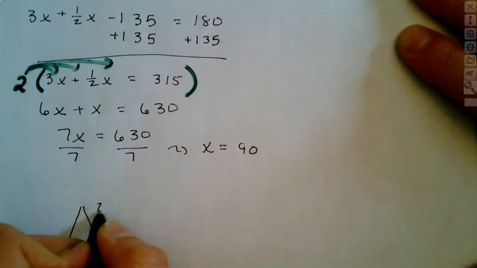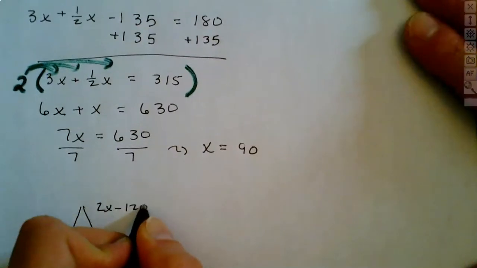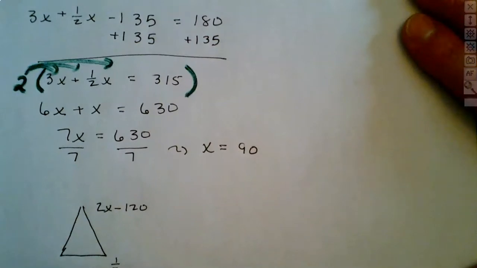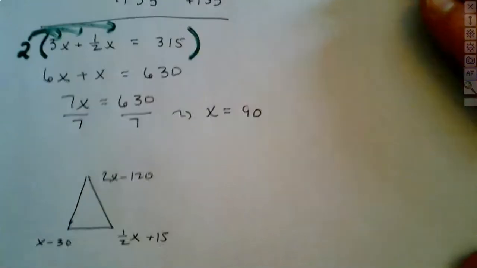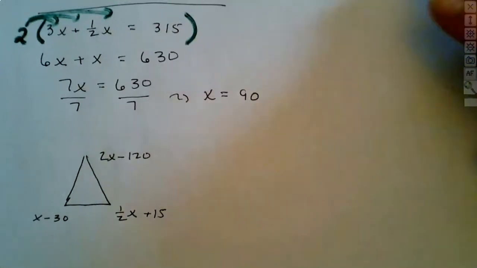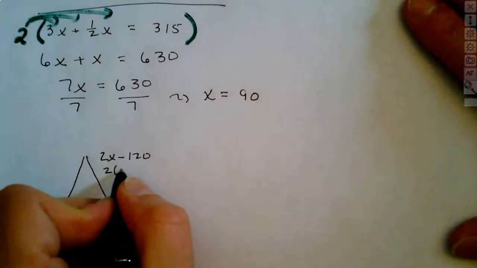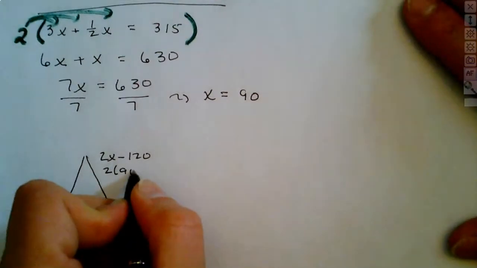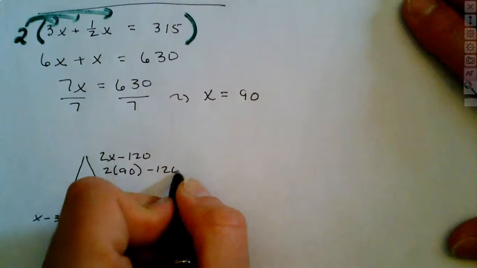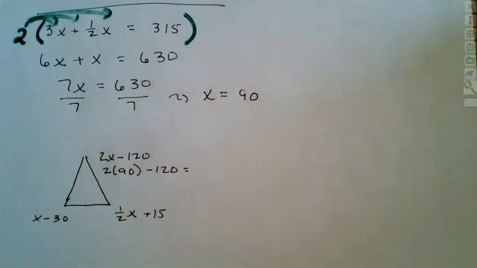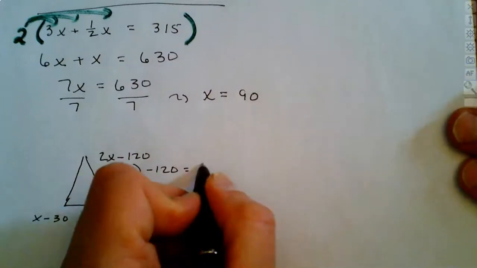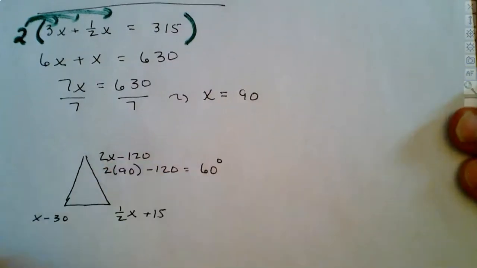Okay, so we've got 2x minus 120. We've got 1/2 x plus 15. And we've got x minus 30 here. You need to find all 3 angles. So the first one is going to be 2 times 90 minus 120. So that's 180 minus 120 gives you 60 degrees. So there's that one.